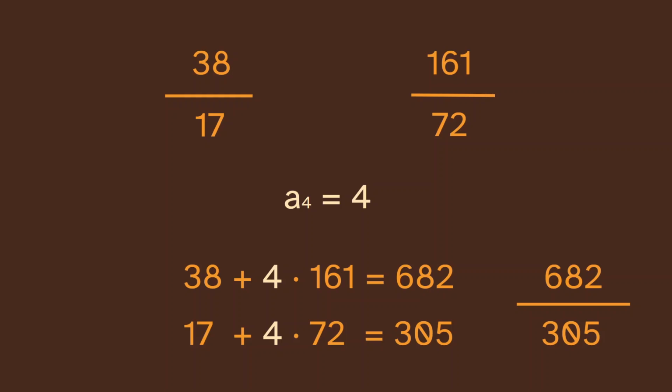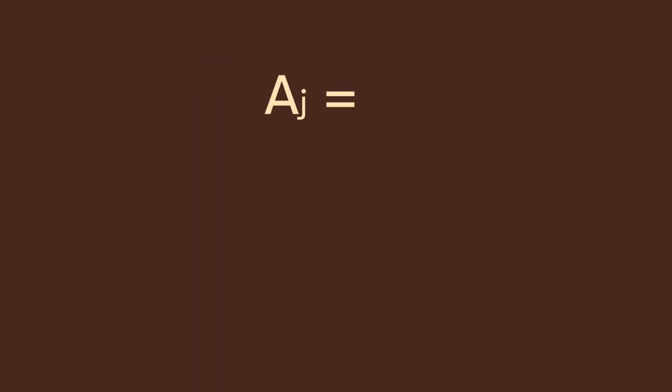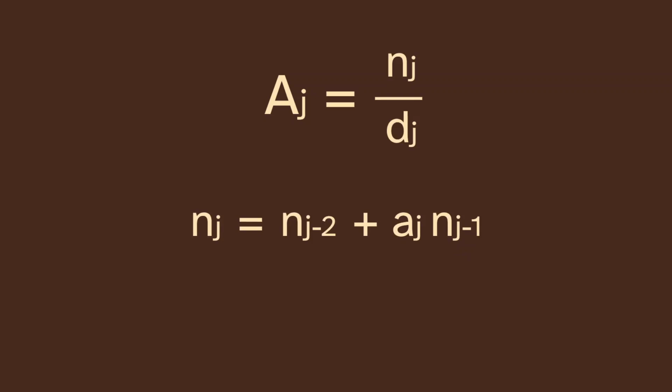And we can do this with any continued fraction. If we split a sub j into its numerator and denominator, then we can find the numerator based on the prior two numerators, and the same thing with the denominator. This is very similar to the Fibonacci sequence. We're using the last two terms. The only difference is that we have this a sub j term that's being multiplied by the prior.